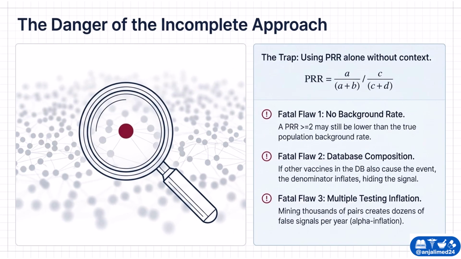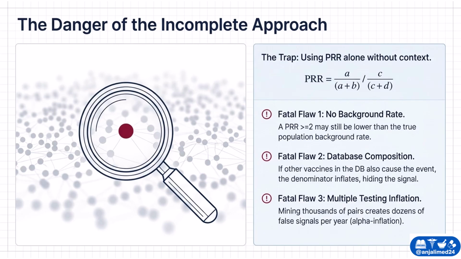The danger of the incomplete approach. Now, let's talk about one of the biggest problems in vaccine safety signal analysis: relying only on the PRR without understanding the bigger picture. At first glance, PRR, or proportional reporting ratio, may seem powerful. A high PRR value can look alarming and may appear to suggest a strong association between a vaccine and an adverse event. But this is exactly where the misinterpretation begins.